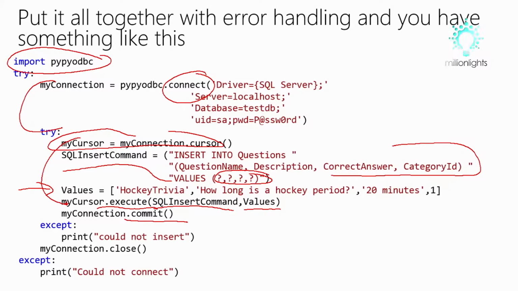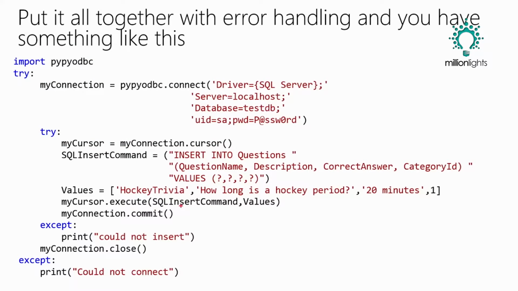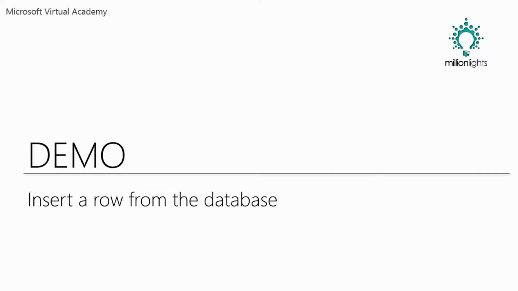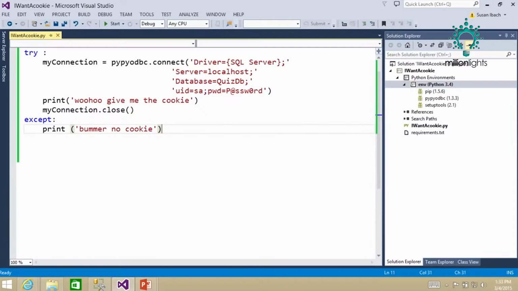They could cause different errors. So you'll notice that I've actually got error handling here for what to do if the insert command fails, and I've got error handling here for what to do if the connection command fails. So really trying to write good practice error handling in this situation. So I'm going to take another shot at the cookie and insert a row into my database here.